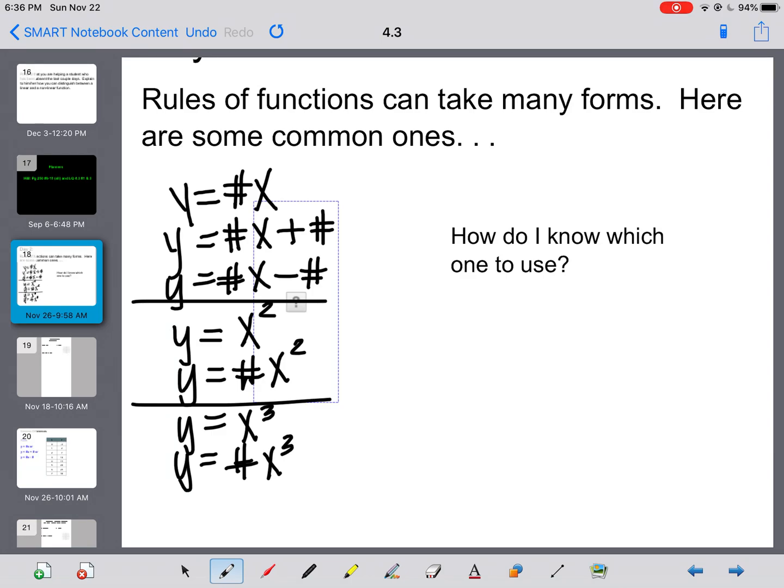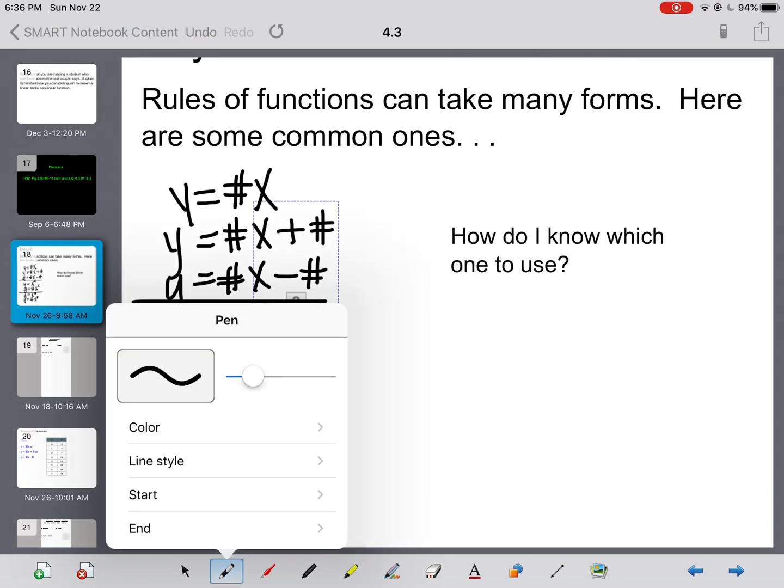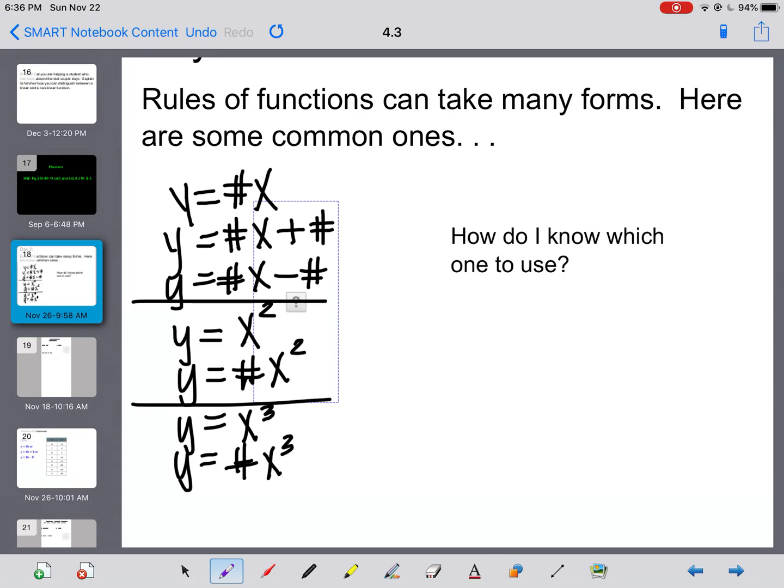Chapter 4, Section 3, Part 2 is going to be about non-linear functions and the different kinds and how to find them and write them. So yesterday we talked about telling if something was linear or non-linear, and we learned a little bit about writing linear functions. But today we're going to learn about the other many forms of functions.